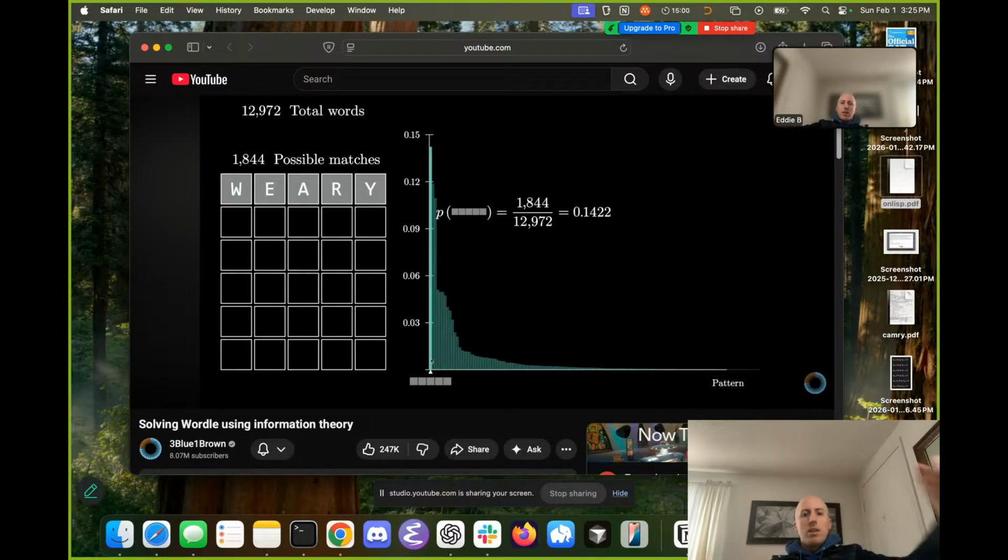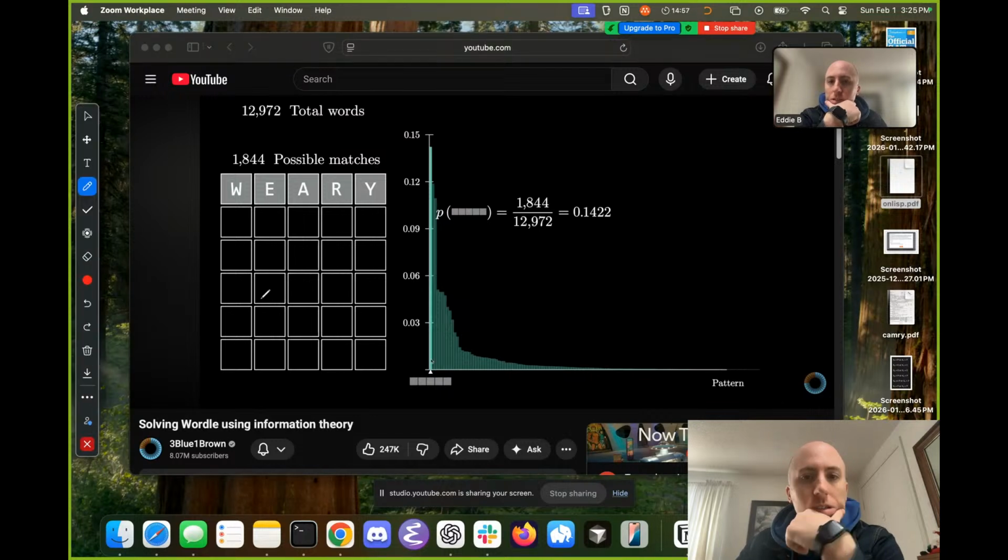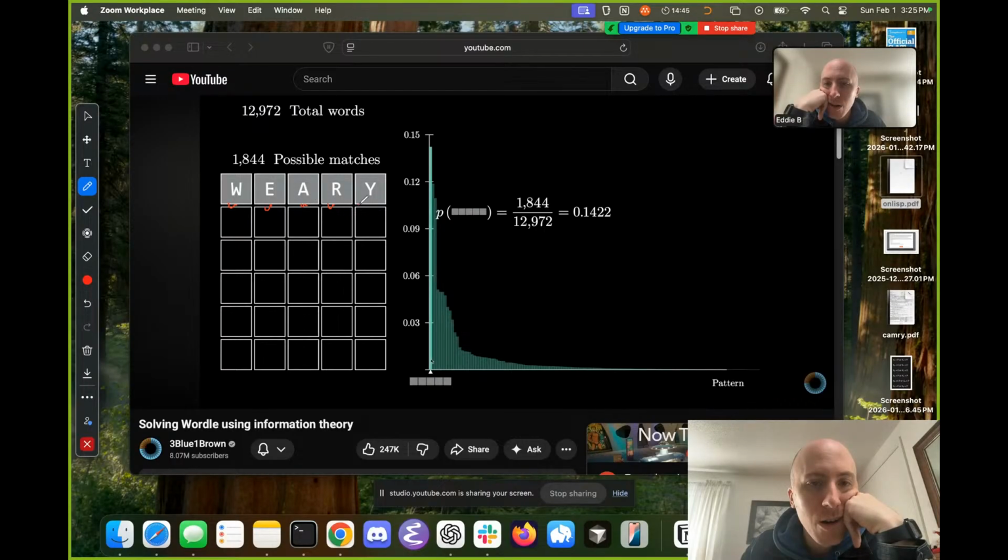So how would we actually compute this? I guess we look at each of these words. So we just say, okay, let's find all the words with no W and no E and no A and no R and no Y. And so these are all disjoint too. So are they overlapping? Do these all sum to the vocabulary size?